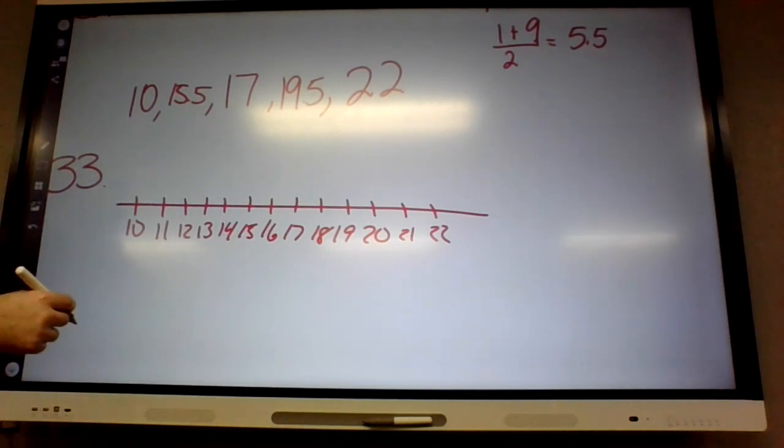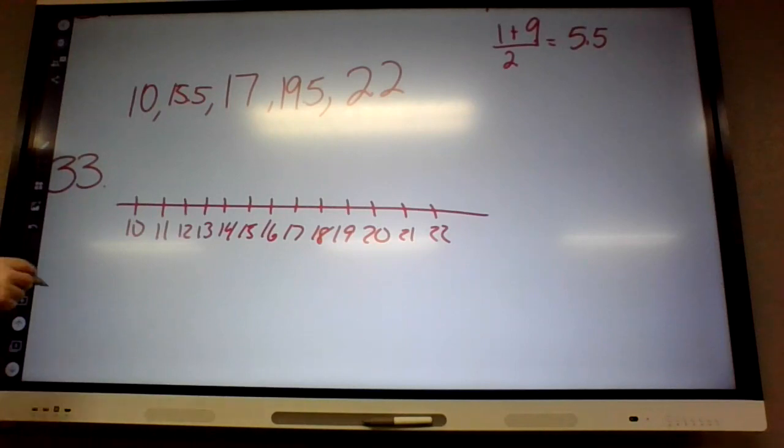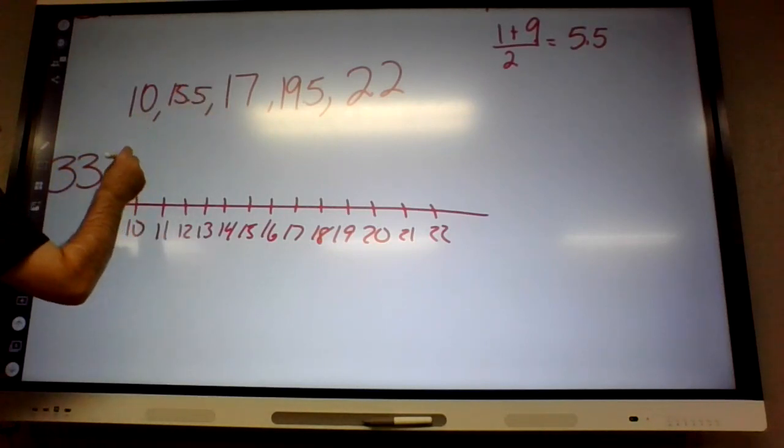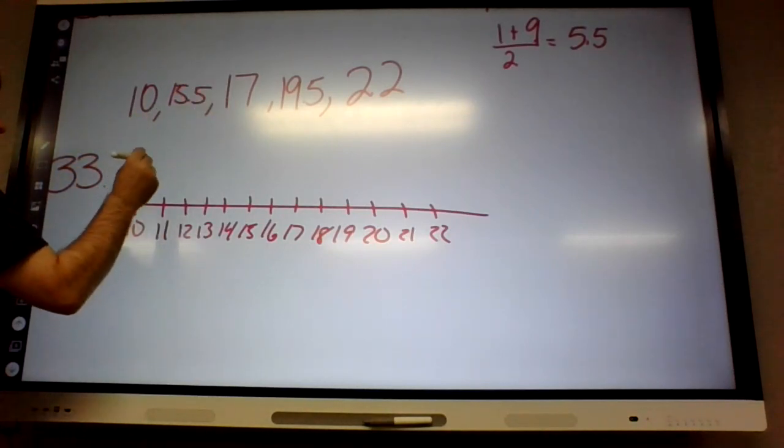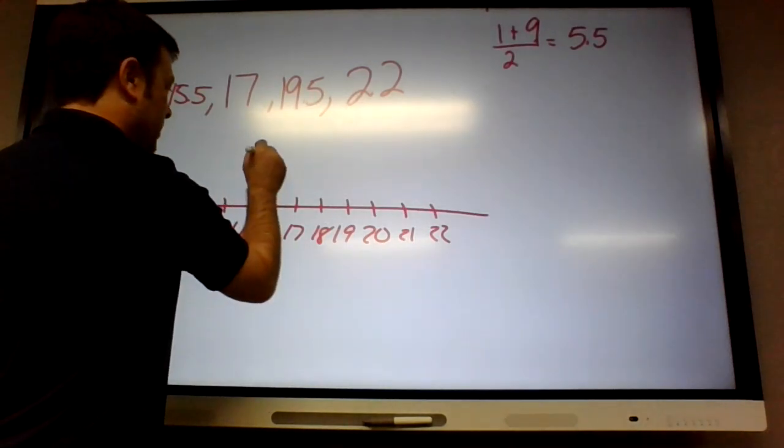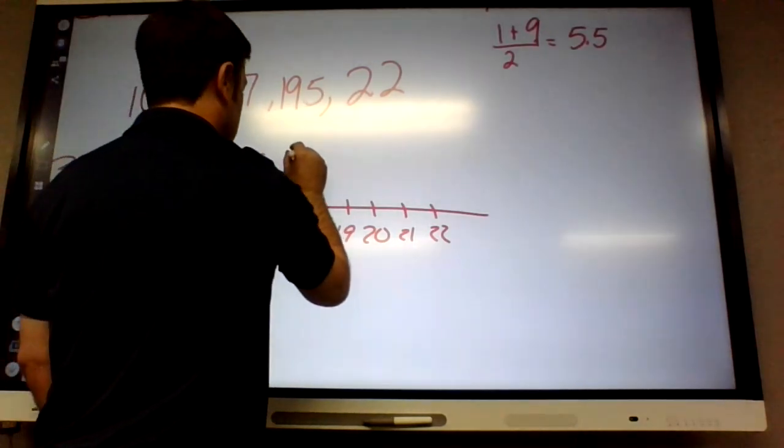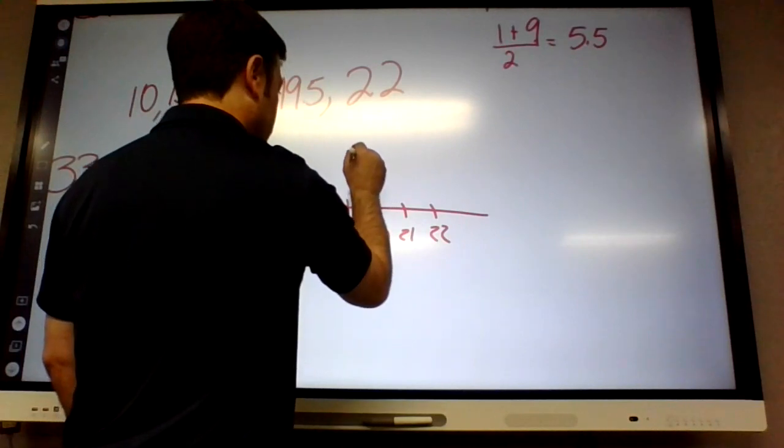Alright, so we put each of these numbers as a dot above the number line. 10, 15.5, 17, 19.5.